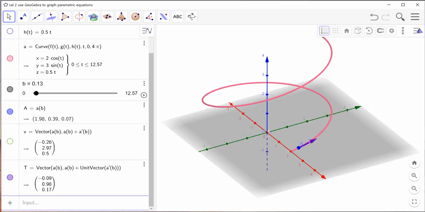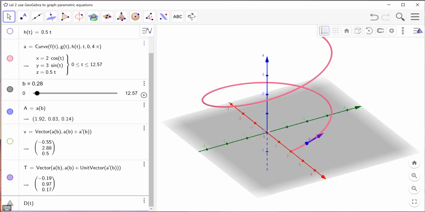You can see V and T are fixed vectors. When B goes around, it moves, but for a fixed number, V and T is just a fixed vector. In order to find the principal unit normal vector, we need a vector function of t, not a fixed vector. So first of all, let's input capital D of t.